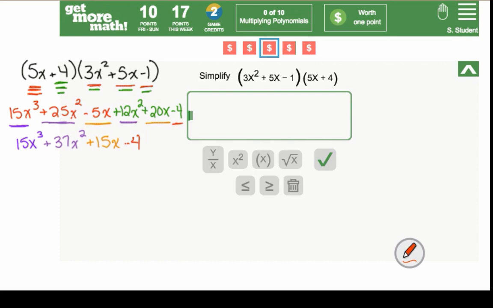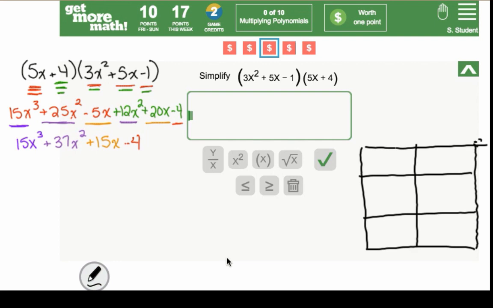So now I'm going to actually do the box method, as you have seen done in previous examples. So since it's a trinomial times a binomial, your box is going to look like this one. And I'm going to put the binomial across the top. So you're going to do 5x here and 4. This is a plus 4, so it's positive. And down the bottom, I'm going to write the trinomial. So 3x squared, 5x, minus 1.